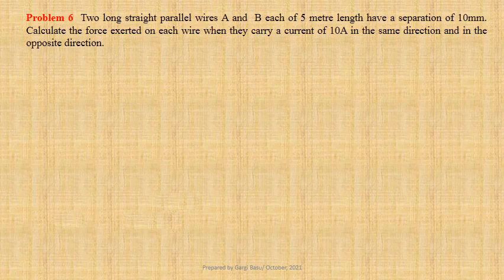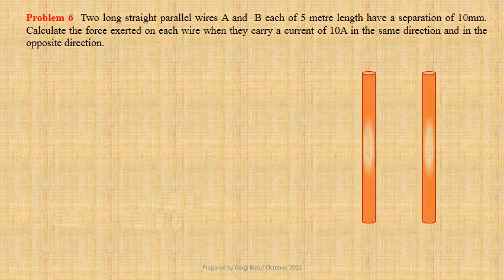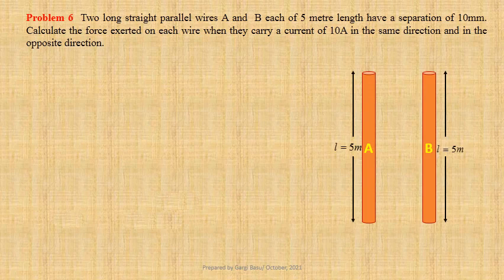Two long straight parallel wires A and B, each of 5-meter length, have a separation of 10 millimeters. We have to calculate the force exerted on each wire when they carry a current of 10 ampere in the same direction and in the opposite direction.